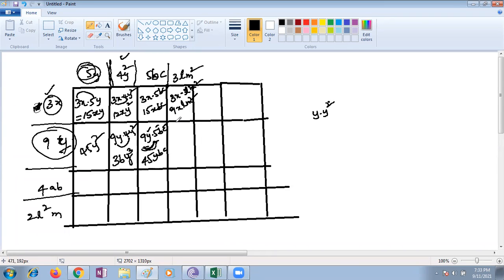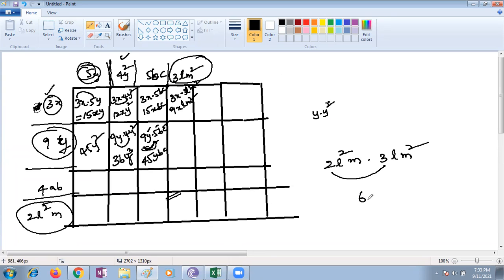Next question goes to Divyesh. Who will give this part? I want this part. Nityasri. It is 2l square m into 3lm square. It's 6l cube m cube. Very good. L cube m cube is correct, children.